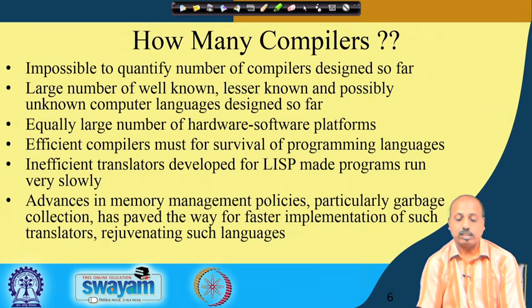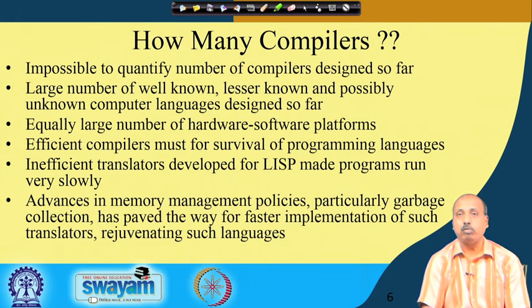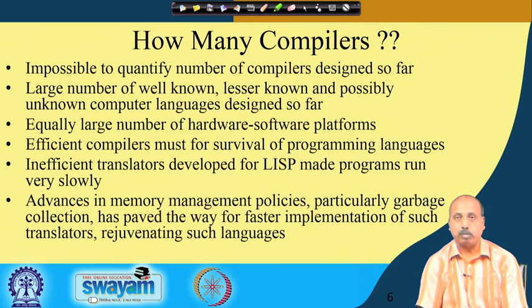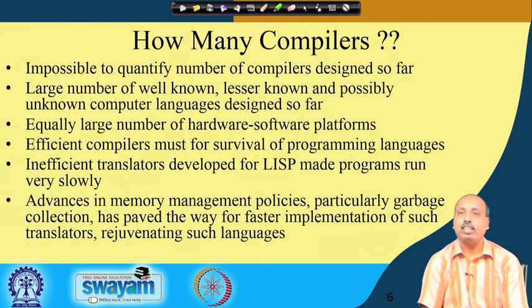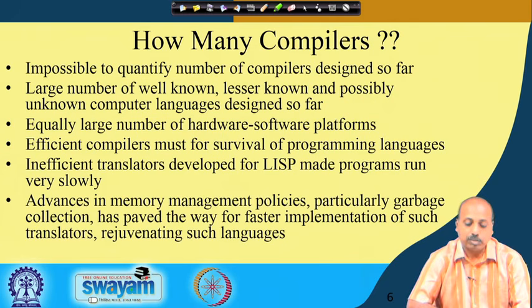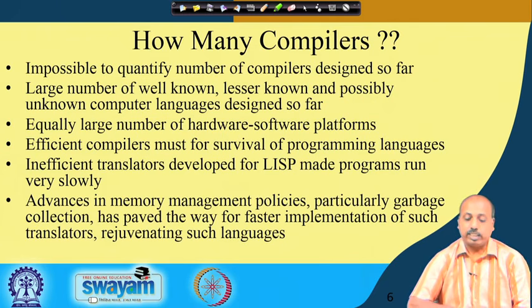Efficient compilers are a must for the survival of programming languages, because if the compilers are not efficient, then nobody will be using that particular programming language. For example, if I design a language say L, and I find that whenever I write programs in language L, when translated into machine code, the program is much slower than the programs we have in C language, then the language L will not survive, people will not use it. So efficient compilers are very much necessary for programming languages to survive.